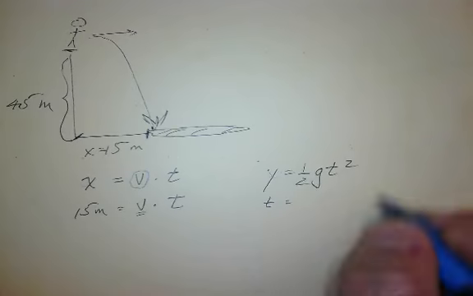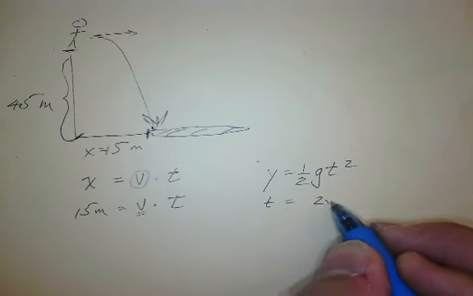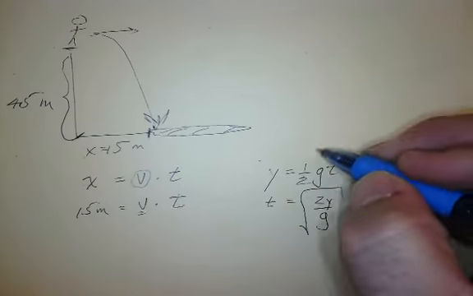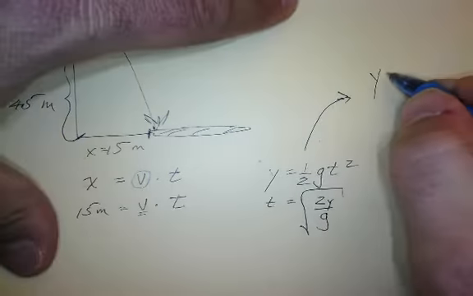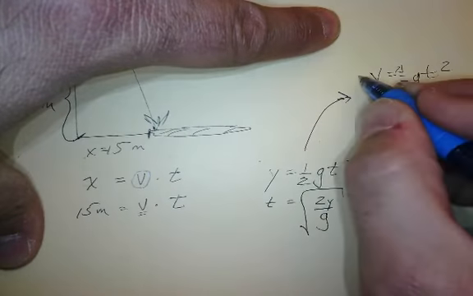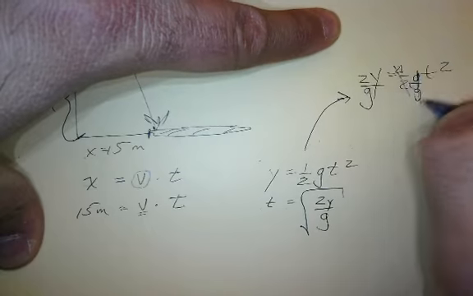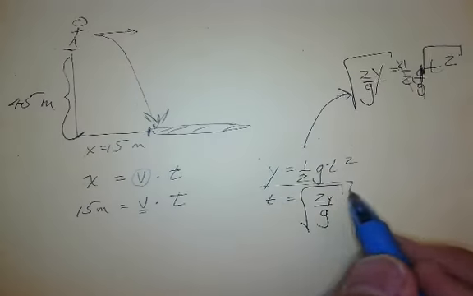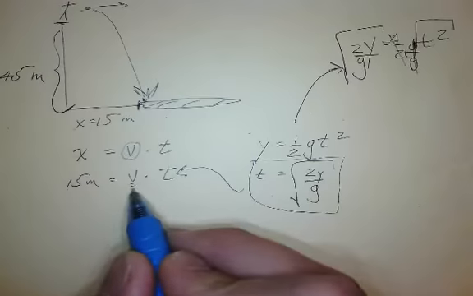So you say t. So watch this. Every time you do this, you're going to do the same thing. You're going to multiply both sides by 2, divide both sides by g, and take a square root. Basically the question is, how do you solve this equation for t? If it says y equals 1/2 g t squared, you want to clear the 2 by multiplying by 2, you want to clear the g by dividing by g, and then you want to take the square root. So we have this equation for t, and that is what gets plugged into the x equation, so we can then solve for the velocity.